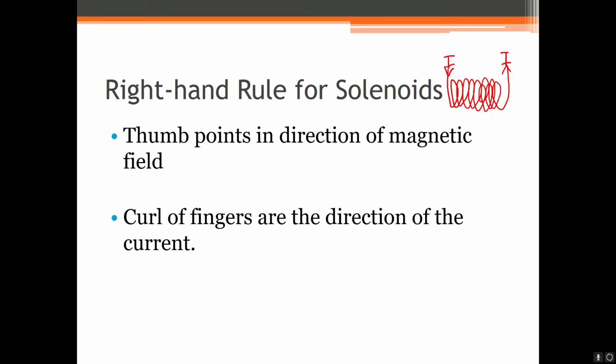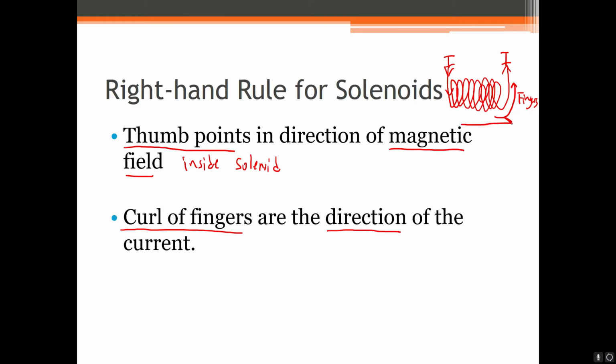Now, for the right-hand rule for solenoids, if you know the direction of the current, then you can curl your fingers around the solenoid in the direction of the current. That's where the curl of your fingers goes. And the thumb will then point in the direction of the magnetic field inside the solenoid. So in this case, with the current going down and then around the upper side, you'd have your fingers curling around this way. If you do that with your right hand, your thumb will end up pointing in this direction. So this is the direction of my magnetic field.